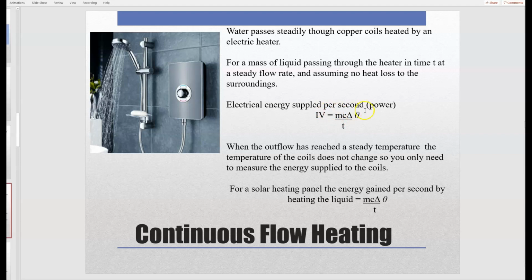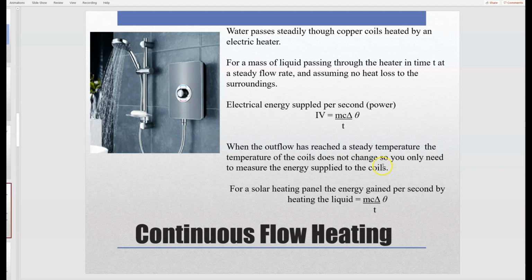So this just gives us an equation for power, and because showers have the water flowing rather than stationary, it allows us to have a flow rate, so the mass flowing per second. So that small rearrangement just helps us see the situation a little bit clearer. Now, initially the shower's cold, so the water flowing through is not in thermal equilibrium with the coils of wire. But eventually it will stabilize, and when the outflow has reached a steady temperature, the temperature of the coils does not change. So you only need to measure the energy supplied to the coils.